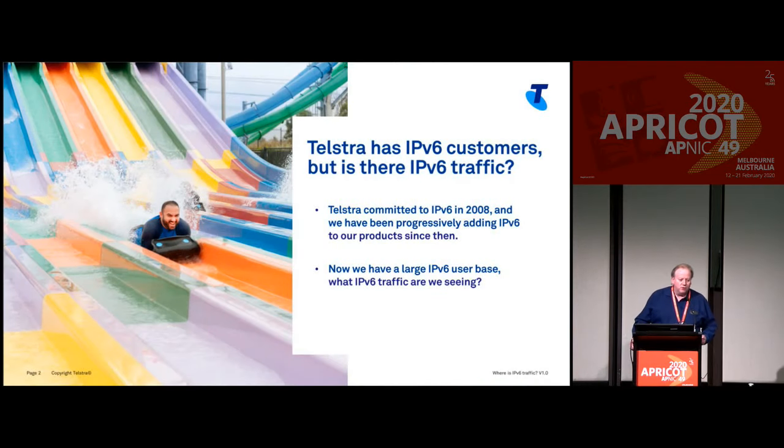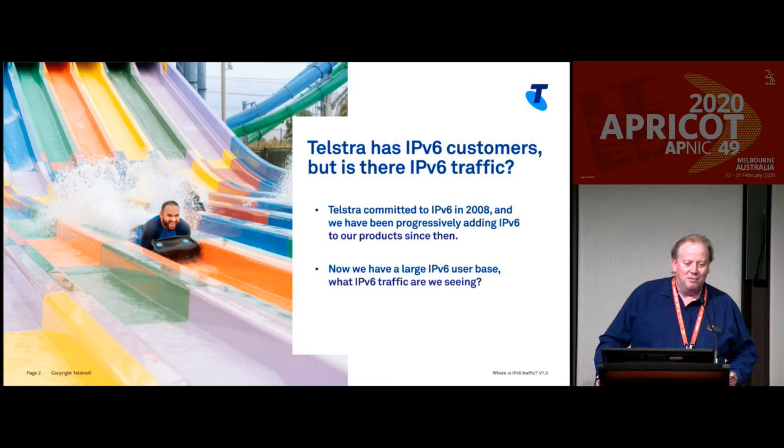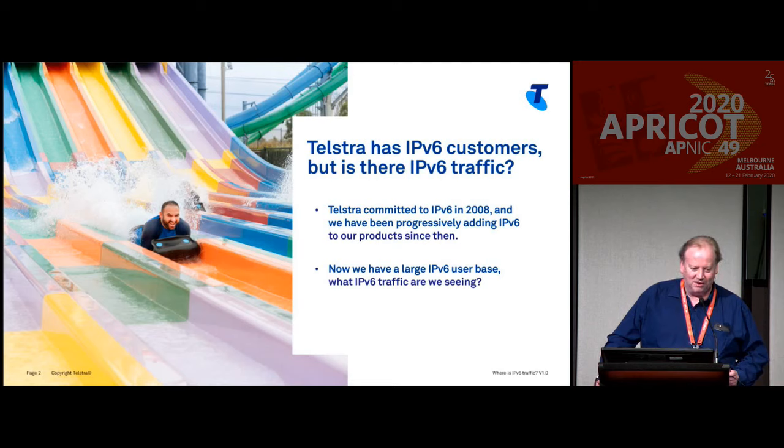Excellent. So Telstra's been working on deploying IPv6 in its network now for 12 years. We started the program in 2008. The fussy people who just spoke before would probably say we were doing things in Canberra about 2000, 2002, but that was very much in a trial. In 2008, we decided to get serious and actually try to put it natively in the network and make it a standard part of our operations. Ever since then, we've been progressively adding it on. And what I'd like to talk about is how we've got to where we are, and now that we've got a large IPv6 user base, what we are seeing in terms of traffic.